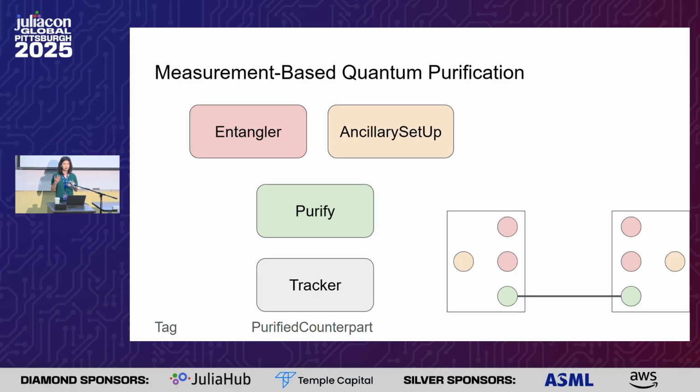And I guess if it failed, the measurement results don't match, we scratch everything and start from the top until we get a successful process. So that was a high-level idea on how 2-to-1 purification works using measurement-based quantum computation, which shows how tracking works in QuantumSavory.